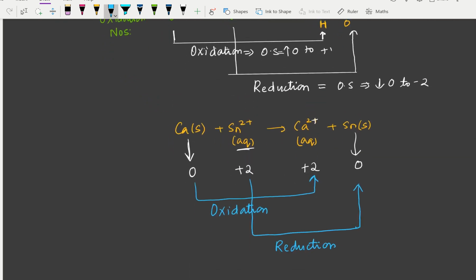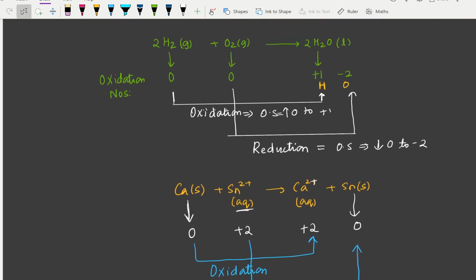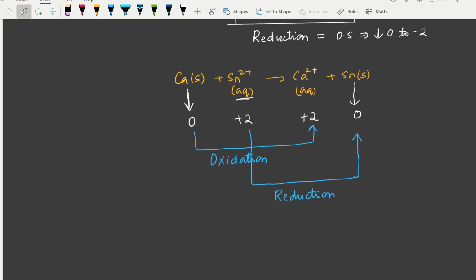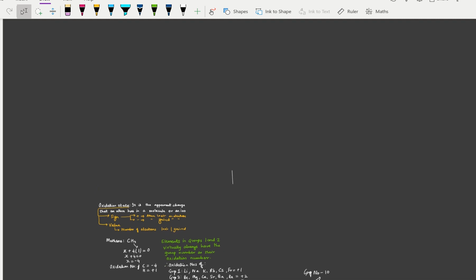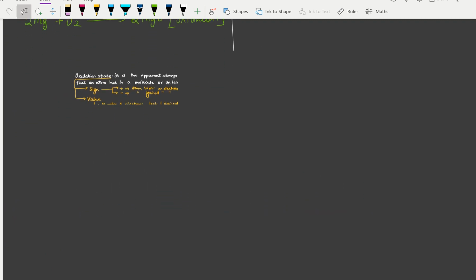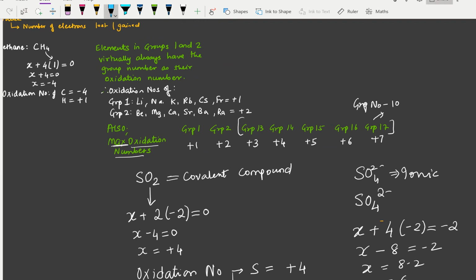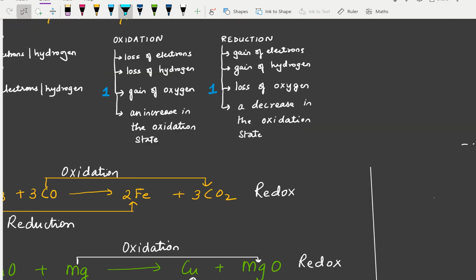Fine. So I think these are enough examples to explain oxidation and reduction in terms of the increase or decrease in the oxidation numbers, right? Let me just mark what we have done here. Let me go back to the screen. One minute. Okay, so here we have finished with the gain of oxygen, loss of oxygen. Already we have spoken about the increase and decrease in the oxidation state. So the second one is also done.